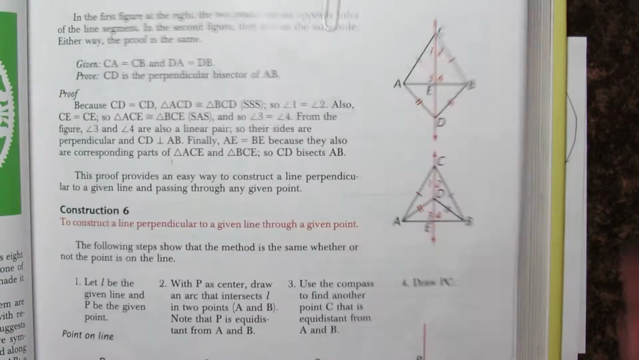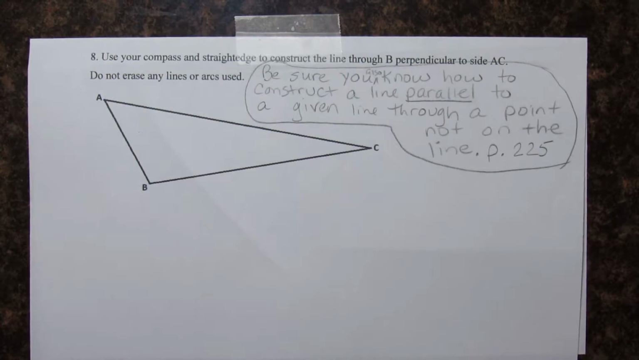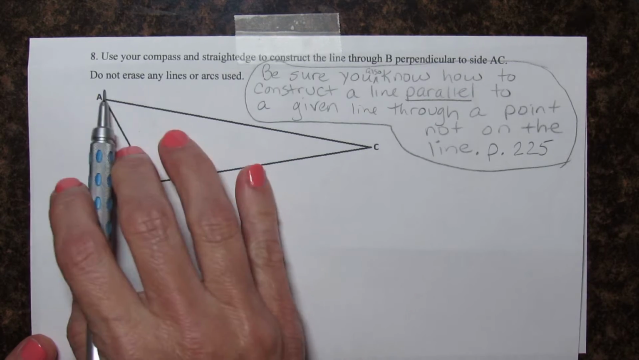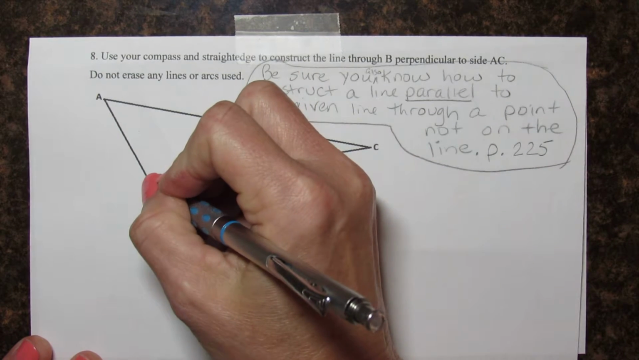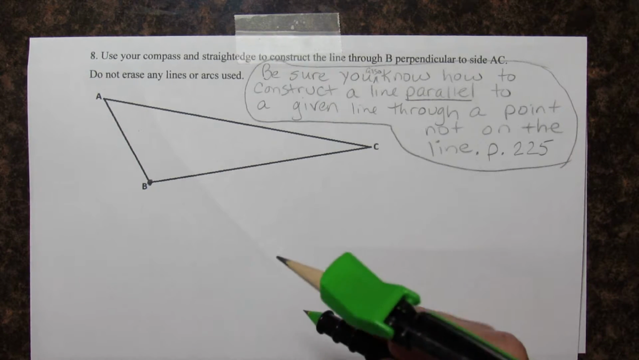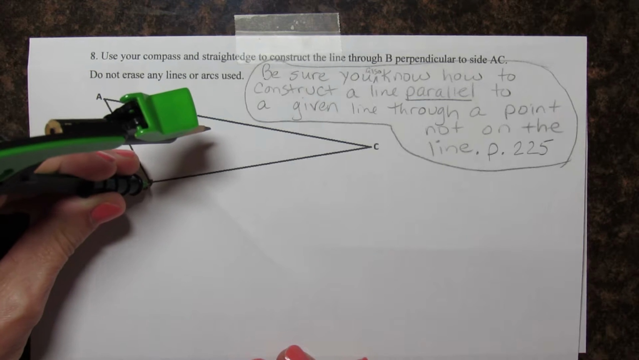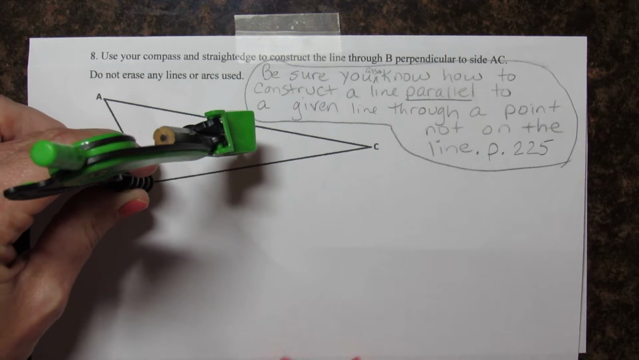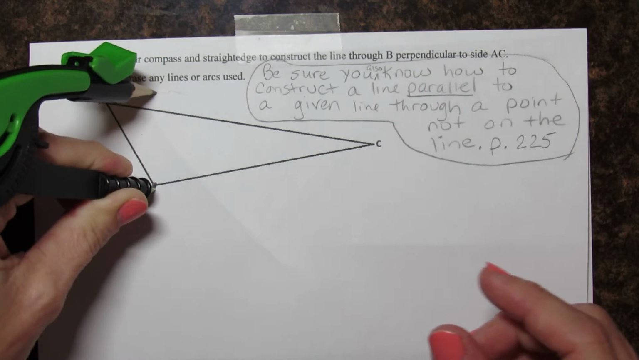All right, but right now we're going to do a perpendicular line. So we're trying to make a line perpendicular to AC through the point B. We're using the theorem that a perpendicular bisector of a segment is equidistant from the two endpoints of the segment. So all you have to do is open your compass up to however you want to, put it on the point B, which is not on the line, and then make an arc.